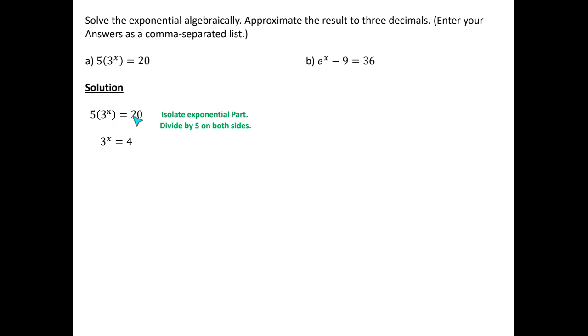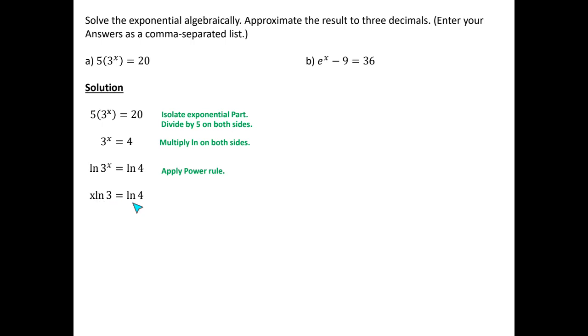Now I can ask myself, can I use the one-to-one property? And there's no way because 3 and 4, we can never make them the same. So we can use logarithmic properties. So we're going to take the natural log on both sides. And now I have this x here, so I can use the power rule and bring the x to the front. And so now I have x times natural log of 3 is equal to natural log of 4.